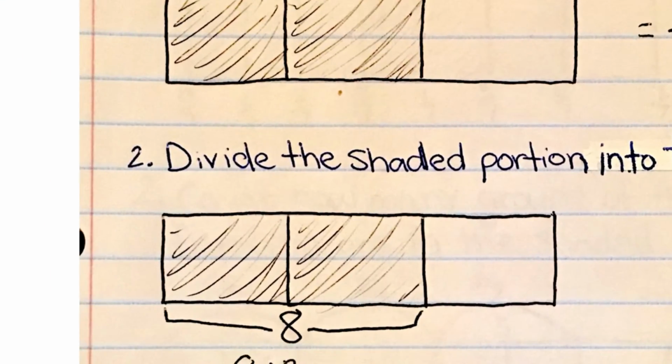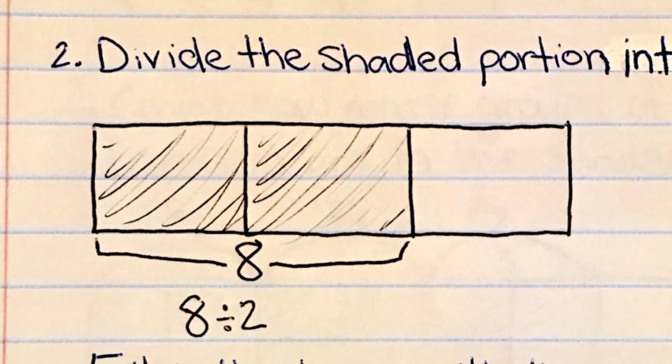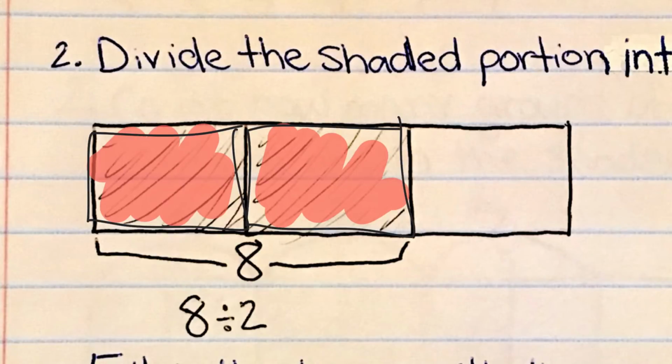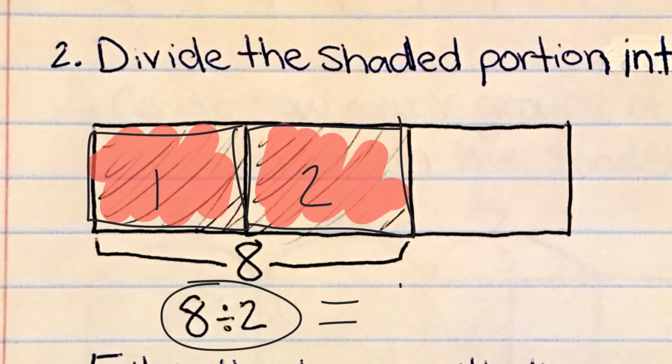So what we do is look at our shaded portion. It's the first 2 boxes, these 2 here. We'll go ahead and outline those for you. Then we take our whole number, 8, and we know that both of these 2 boxes, if you add them together, are 8. So in order to figure out what goes in each box, we divide our whole number by the amount of boxes. We have 1 box and then 2 boxes there. So 8 divided by 2, which you know is 4.